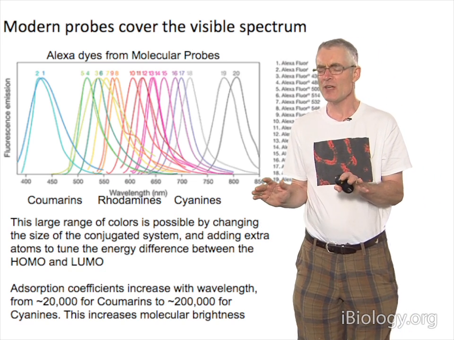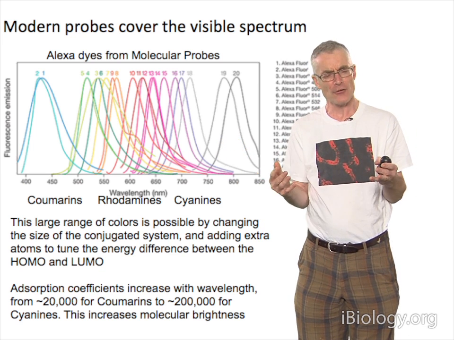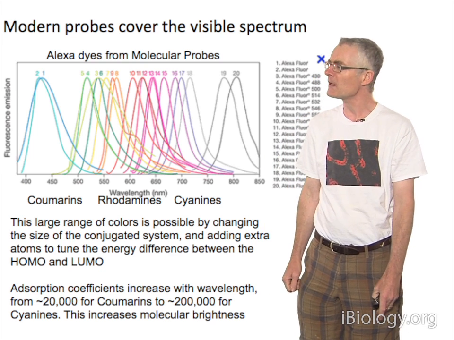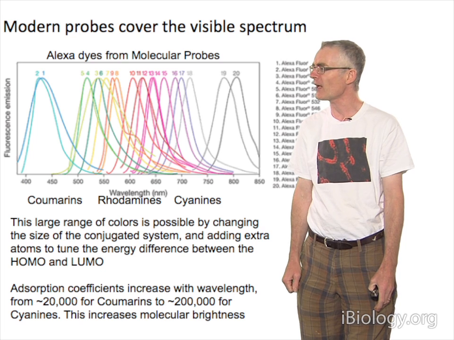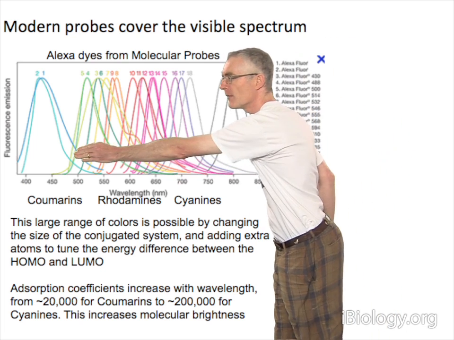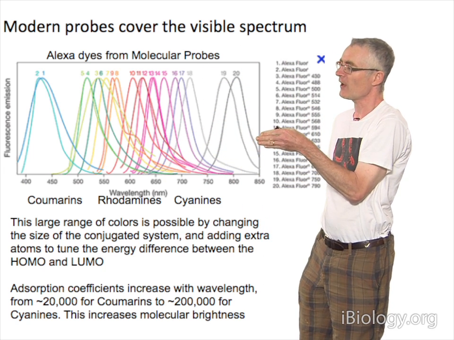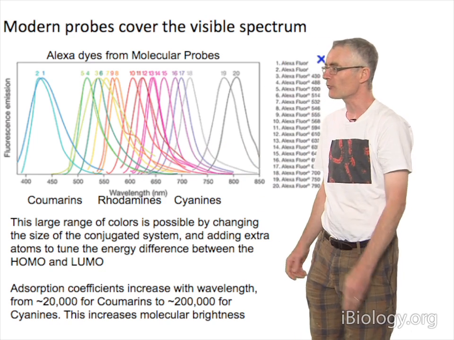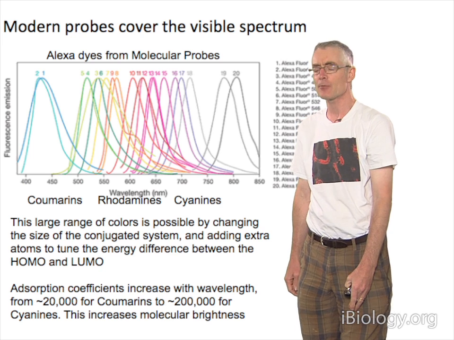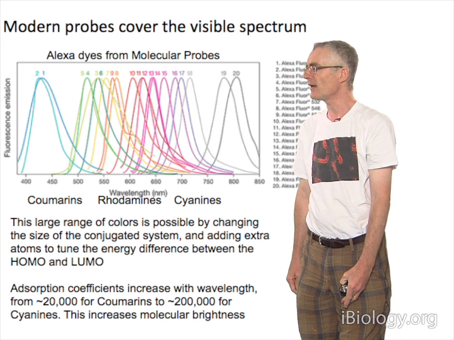And basically, by tuning those kinds of properties, the size of the system, the heteroatoms, and keeping everything rigid, it's been possible for chemists to build a series of dyes that cover the whole visible spectrum, all the way out from the ultraviolet into the point where water starts to absorb. So this is the useful spectrum we have in microscopy. This particular set here is the Alexa dyes made by Molecular Probes. I'll show some structures of those, but there are comparable dyes made by other people.